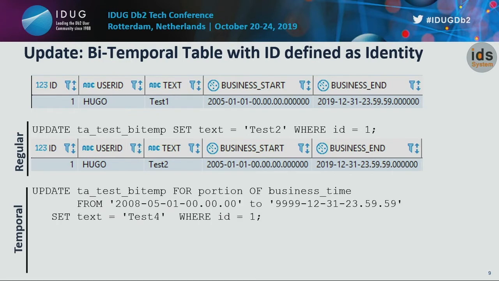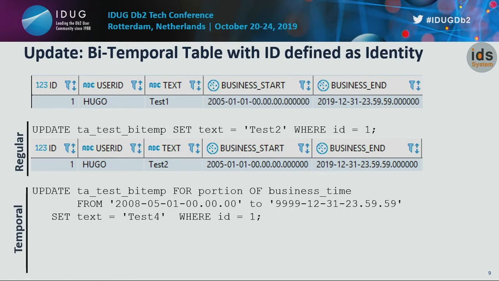And now let's do a temporal one. It would look like this. Specified for portion of business time, and the business time is from May 2008 to end of time. What do you expect? What will happen here? Error? No, this will work. Somehow, magically, it will work.